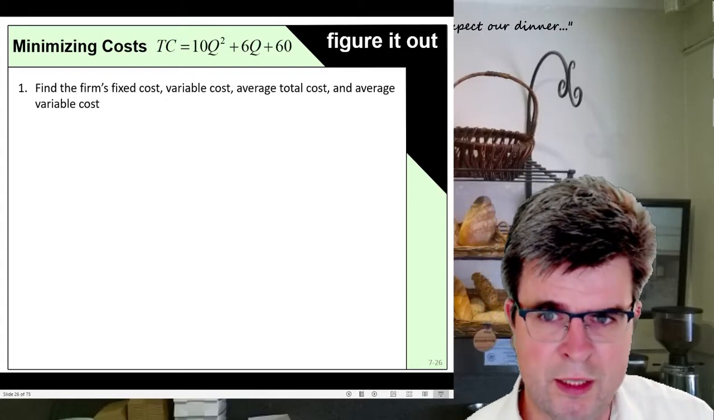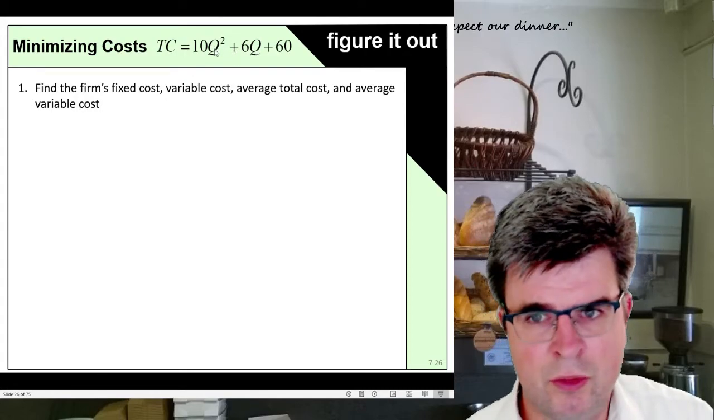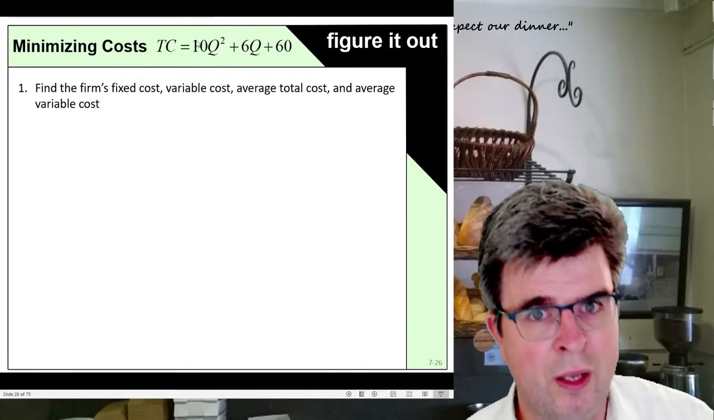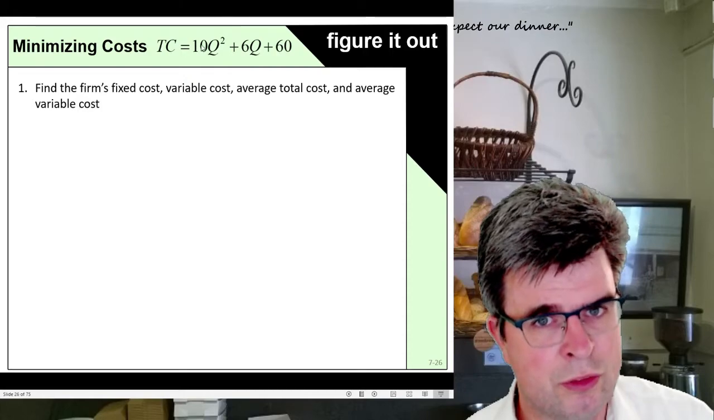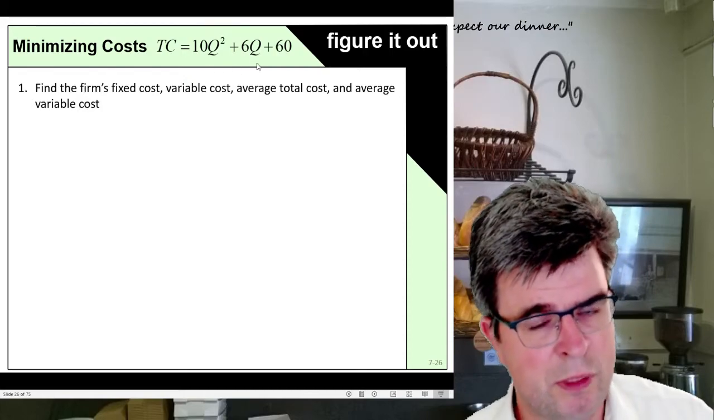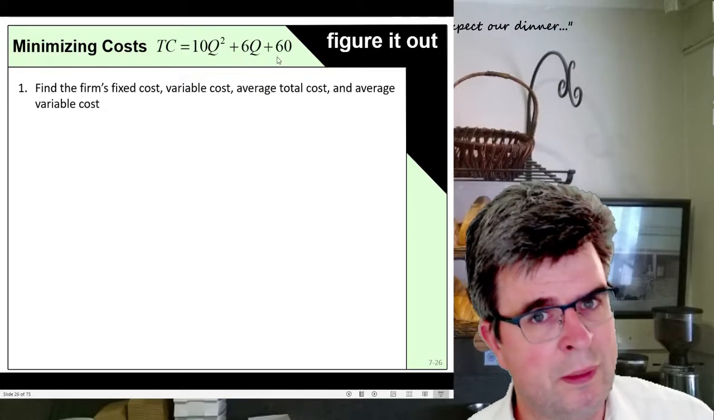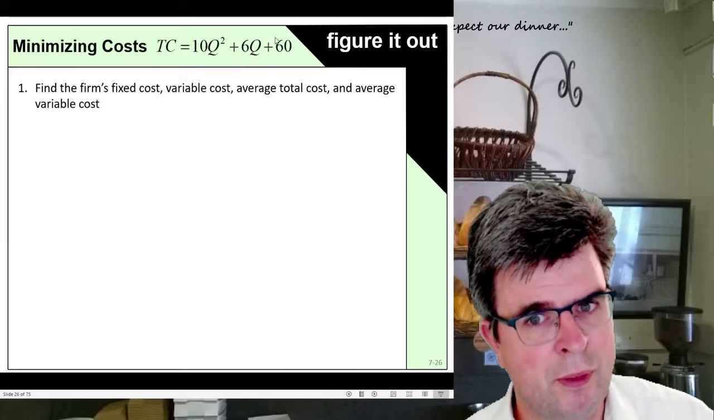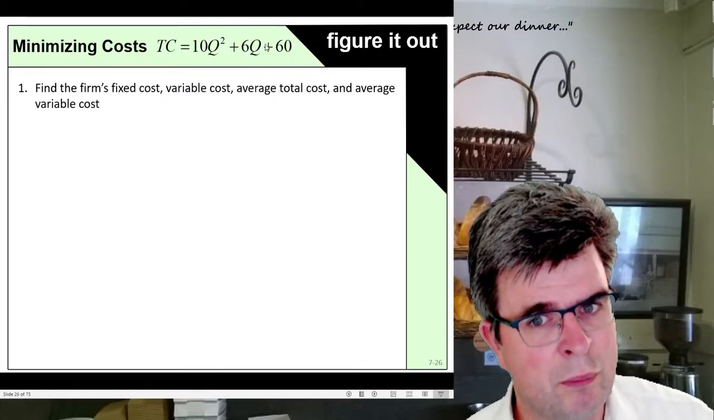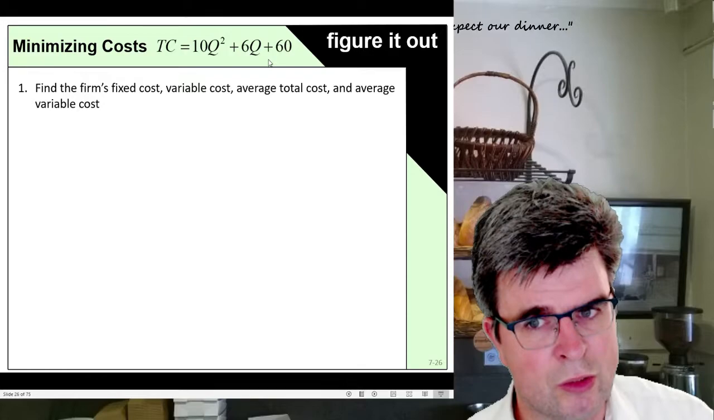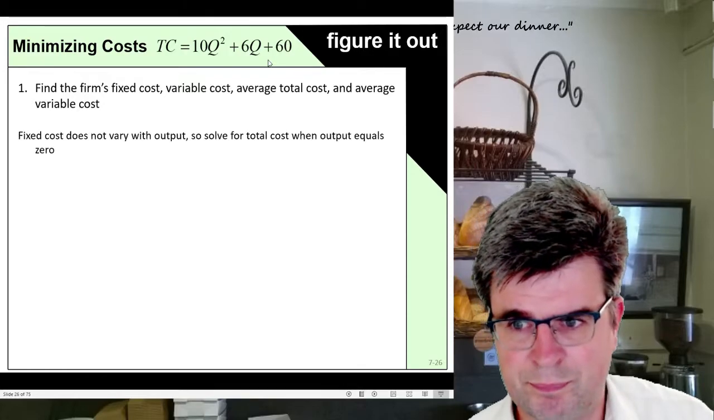Well, we clearly see that the first two terms, 10q squared plus 6q, have a q, so they depend on how many units you produce. So this cannot be the fixed cost, this should be the variable cost of production. The fixed cost is the part that doesn't depend on output. Well, we have a constant here equal to 60. So this should be the fixed cost of production.